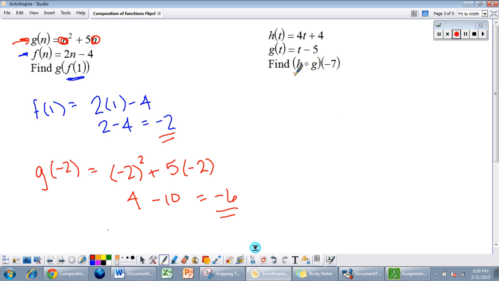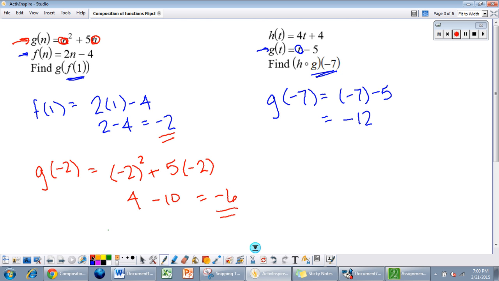Let's do another one. Different notation, different variables being used, but once again it's trying to convey that we start with the g function. And we're going to place the negative 7 in place of the variable in the g function. So instead of t, I'm going to replace it with the negative 7. So we write it as g of negative 7 equals negative 7 minus 5. And the result would be negative 12.